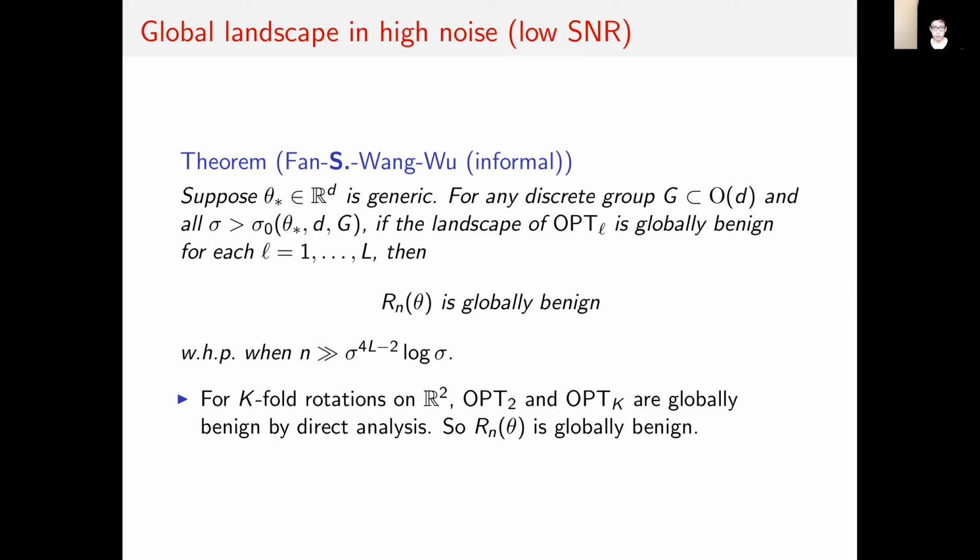Roughly speaking, our result says that if these moment matching problems have good benign global landscapes, then the negative log likelihood also has a globally benign landscape for sufficiently large sample size. One can check that the moment matching losses are globally benign for k-fold rotations on the plane, which implies that the negative log likelihood also is globally benign.